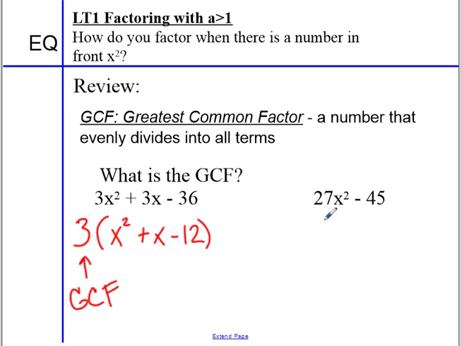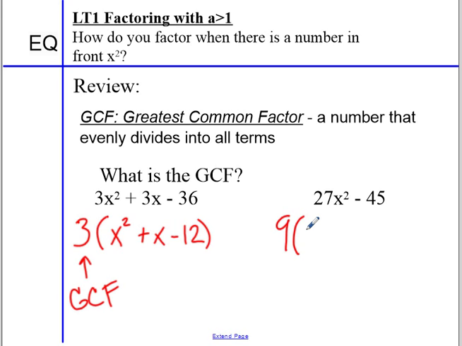In this problem, you see the 27 in the front. You might think that maybe the GCF is 27. But 45 is not evenly divided by 27. So sometimes, yes, like the first problem, you very much obviously see the GCF. Other times, you have to think about what is the biggest number that could go into both these numbers. That number is 9.